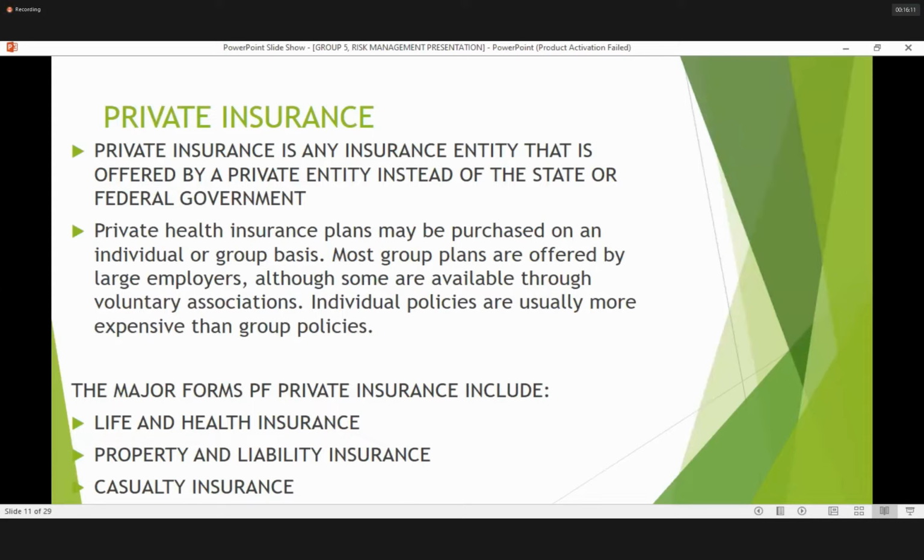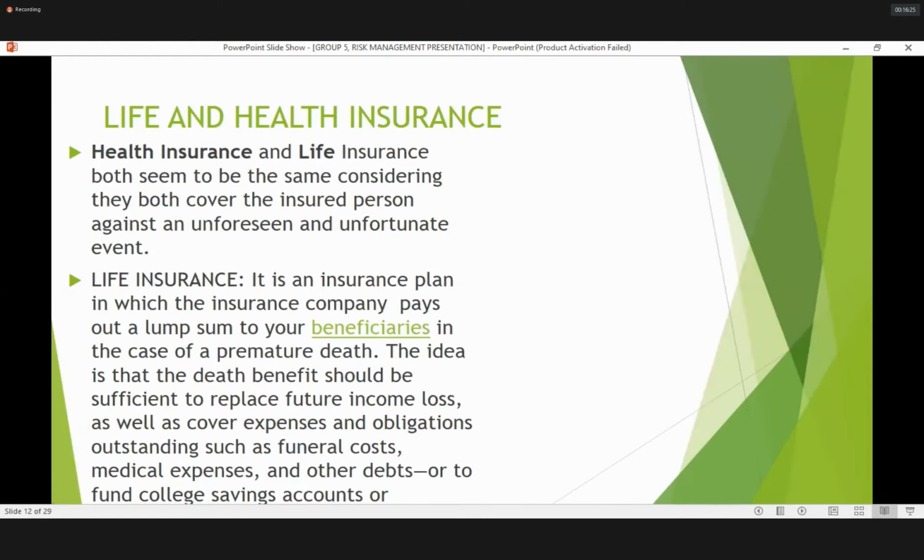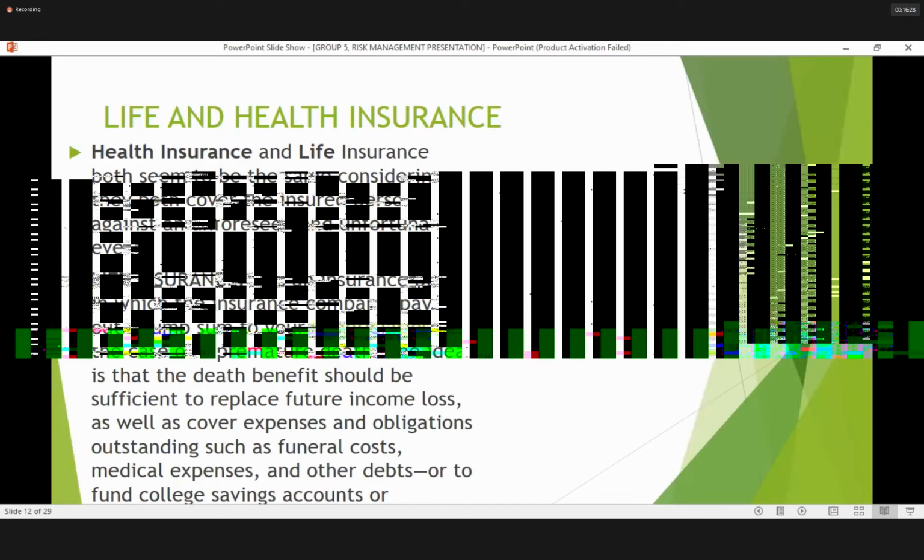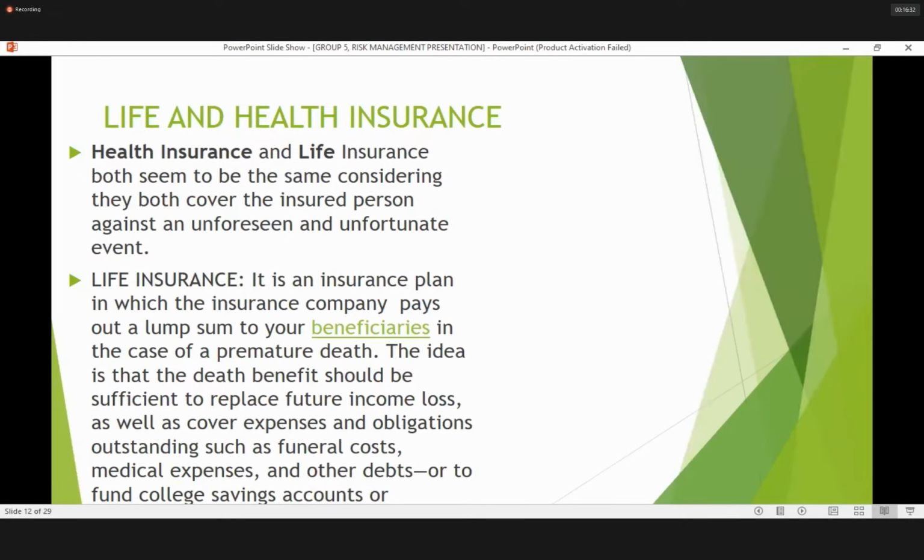So these are some of the private insurance: the life and health, property and liability, and casualty. So we said life and health insurance, they sound similar, or let me say the similarity of them is they both cover the insured person against an unforeseen and unfortunate event. So with life insurance, it pays a lump sum of money to beneficiaries in the case of premature death.